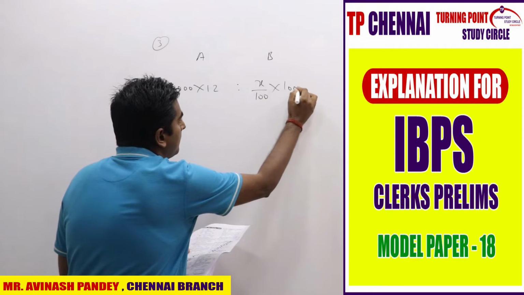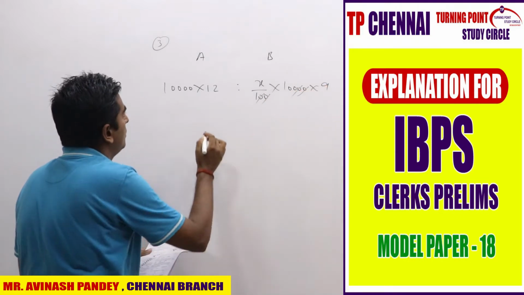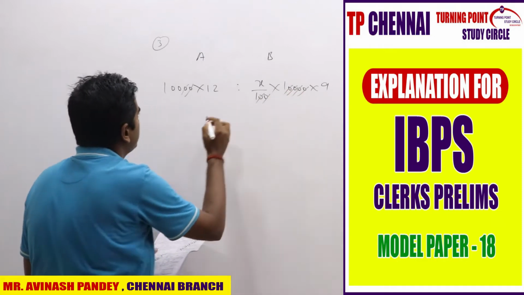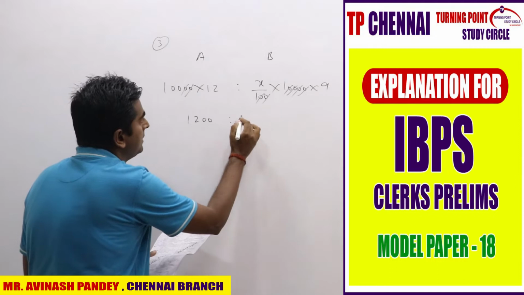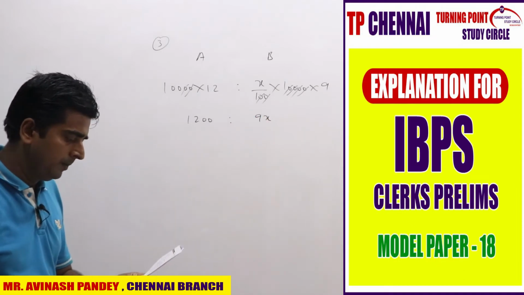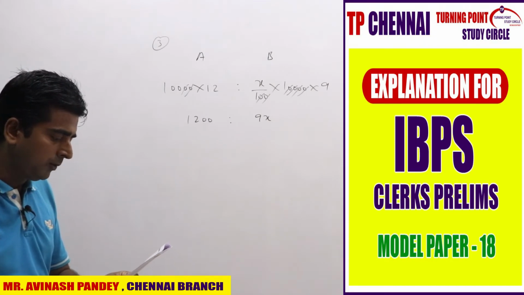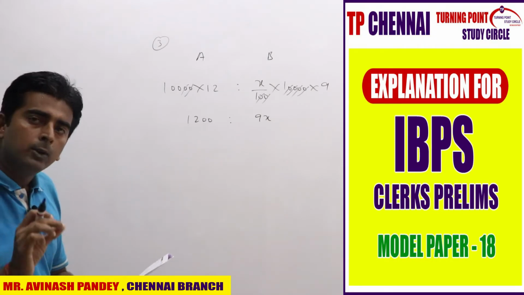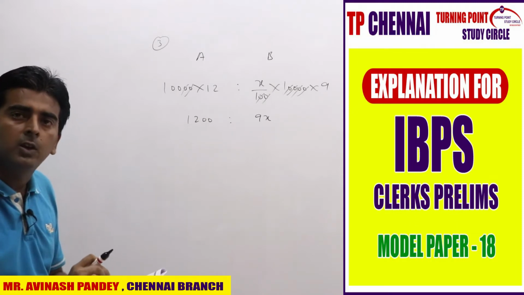10,000 into 9. So here 00 is cancelled, and here also 00 is cancelled. This is nothing but 120,000, and this is nothing but how much? You'll be getting 9x, right? Now what they have given you, at the end of the year, B receives a share of rupees 9,000 out of the total profit of 25,000.